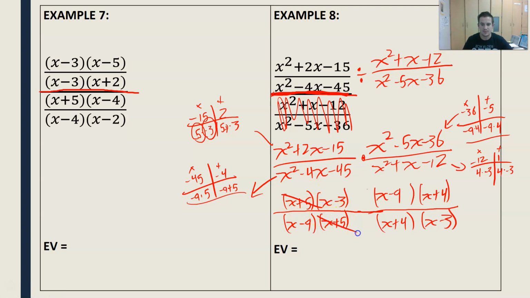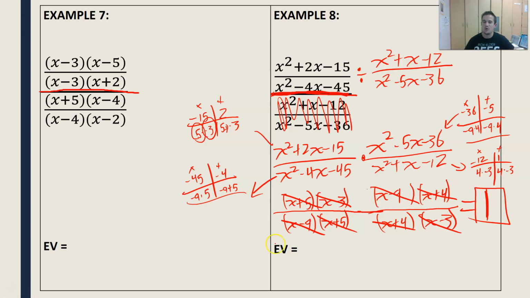Well, I have x plus 5 and x plus 5 on the bottom. That'll cancel out. I have an x minus 3 and an x minus 3 on the top and bottom. Those will cancel out. I have an x minus 9 on the top and an x minus 9 on the bottom. And I have an x plus 4 on the top and an x plus 4 on the bottom. Huh! Everything cancels out. So what does that equal to? Anything divided by itself cancels out to be 1. So this big multiplication problem simplifies out to be equal to 1.